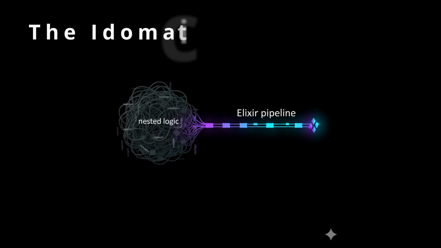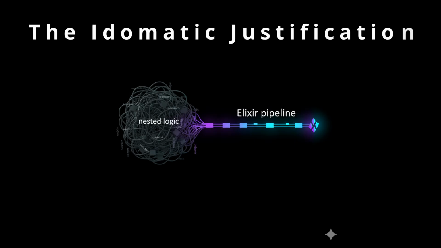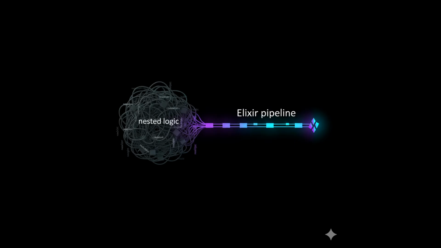Elixir developers have an aversion to nesting. This comes from Elixir's functional and declarative style, which favors pattern matching multiple function heads over if and case nesting, the pipe operator to flatten logic into clear linear data transformations, and early returns instead of deep conditionals.